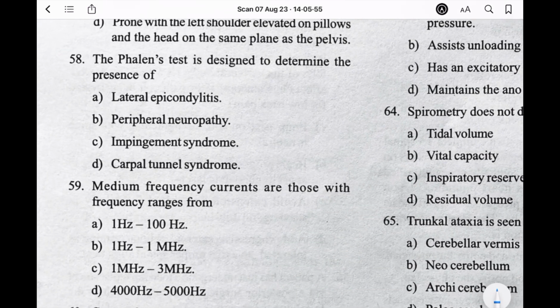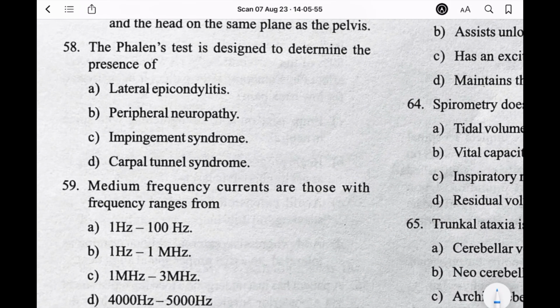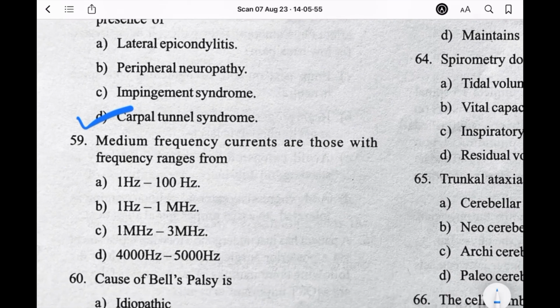Question number 58. The Phelan's test is designed to determine the presence of. Options are lateral epicondylitis, peripheral neuropathy, impingement syndrome, and carpal tunnel syndrome. So Phelan's test is used for carpal tunnel syndrome. So correct answer is D.